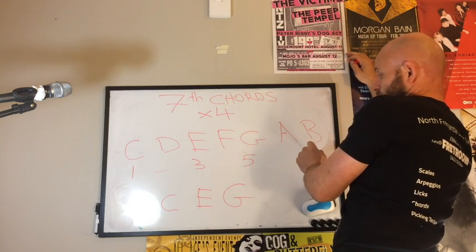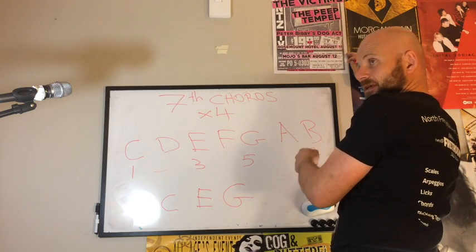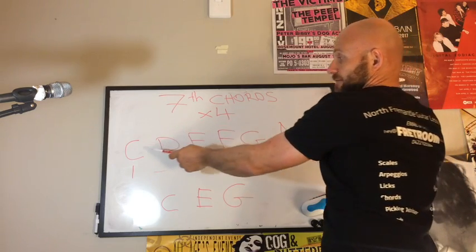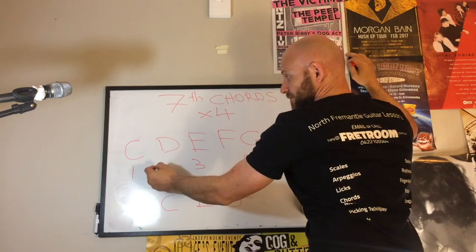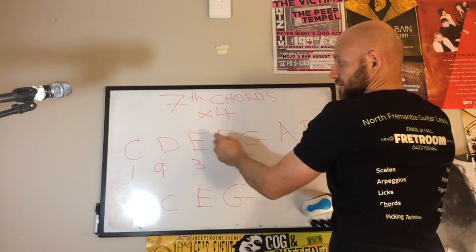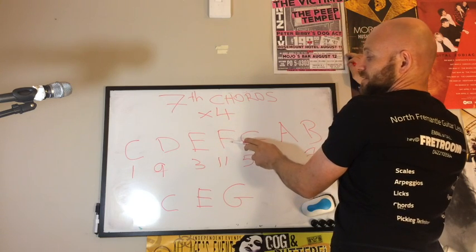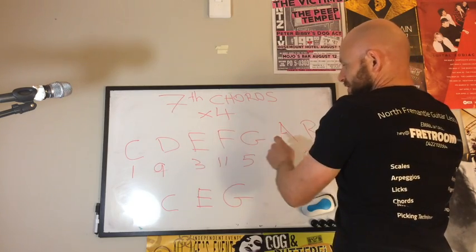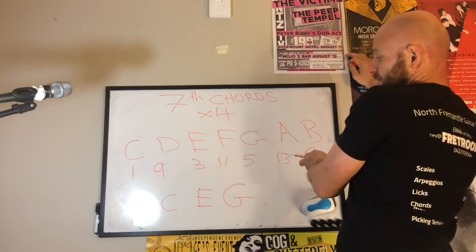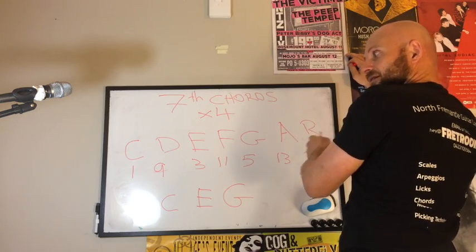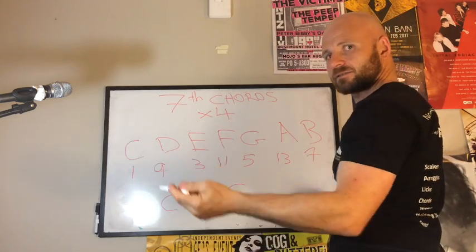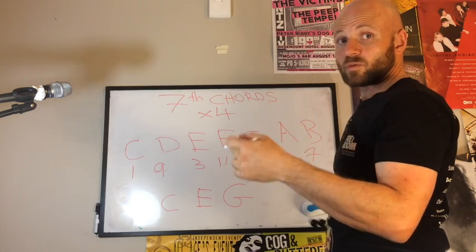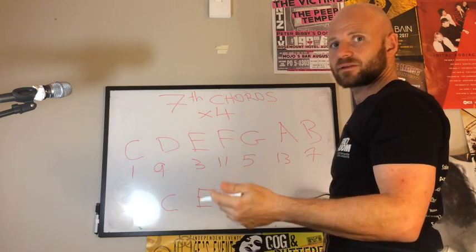G's 5, so B would be 7. After B is C, so that would be 8. So B, C, so 7, 8. If C was 8, then D would be 9. If D's 9, 9, 10. F is 11. If F is 11, 11, 12, A is 13. So every single letter now has a number assigned to it. After A, I would go A, B, C. C's already got a number, so you only go as far as 13. You don't get 15th chords, you only get a normal chord, or a 7th chord, a 9th, or 11th, or 13th chord. That's it.